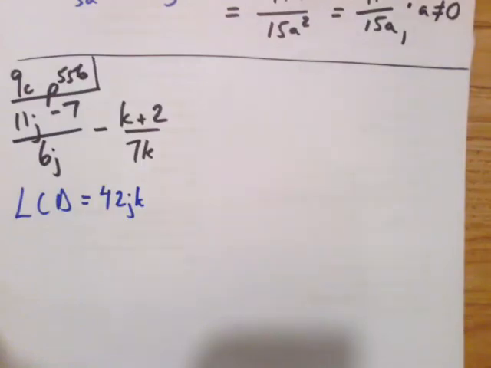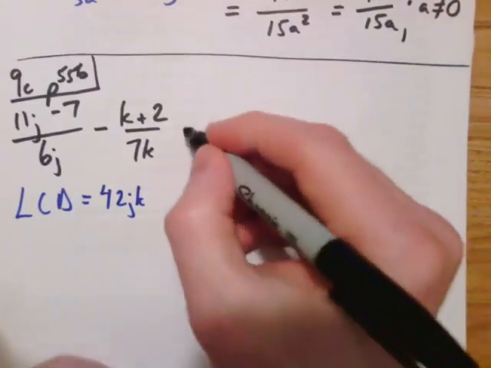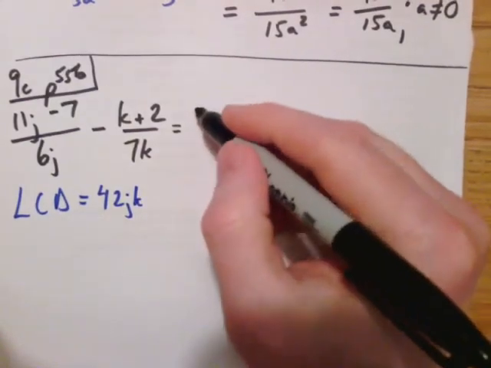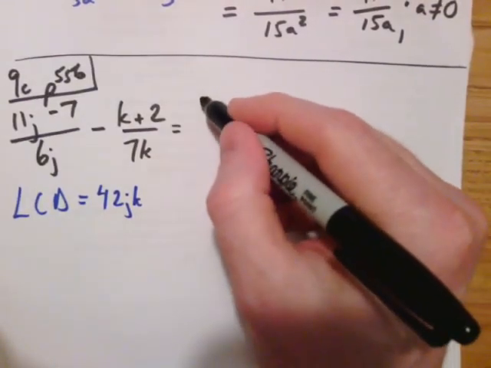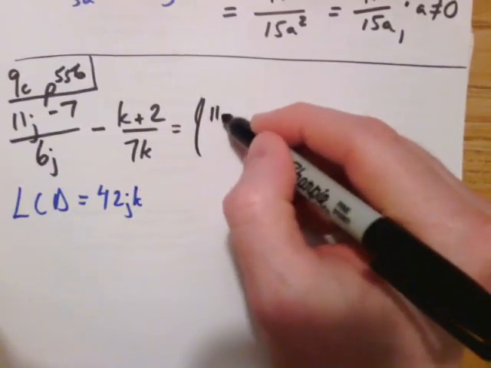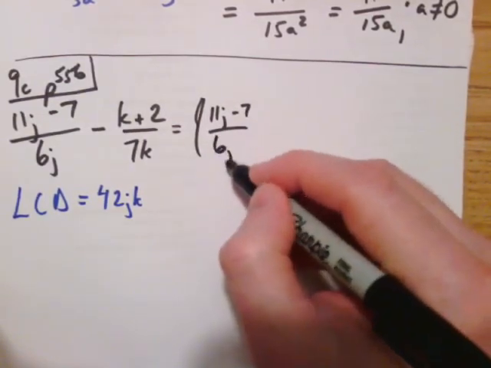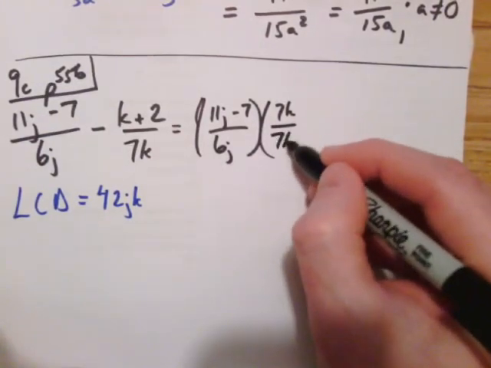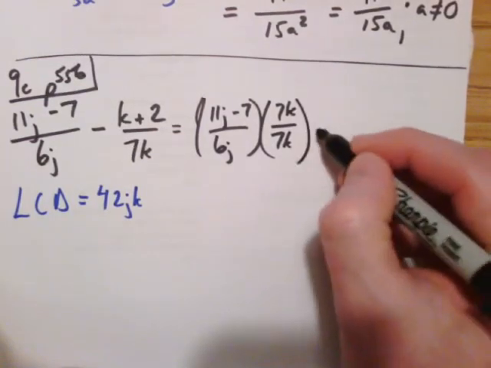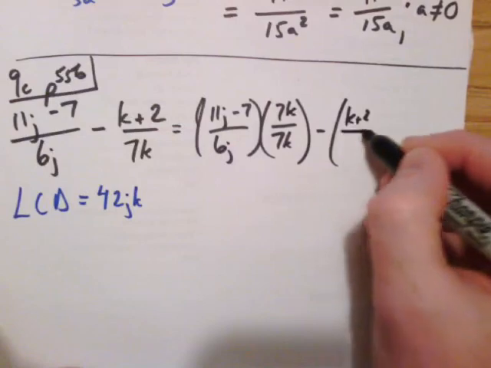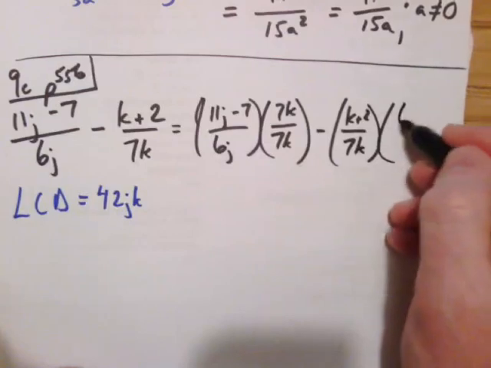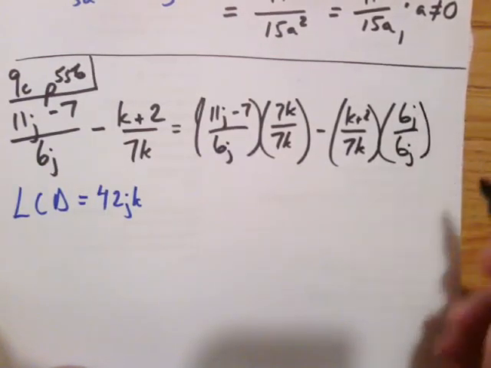All right. So I'm going to multiply the tops and the bottoms. Do you want me to keep doing it with the colors like this? Maybe? Sure. Yeah. So we have to multiply the top and the bottom of this. Well, I'll just do it here without all the extra steps. So we have 11j minus 7 over 6j times 7k over 7k, minus k plus 2 over 7k times, now in this case we've got to multiply by 6j over 6j.